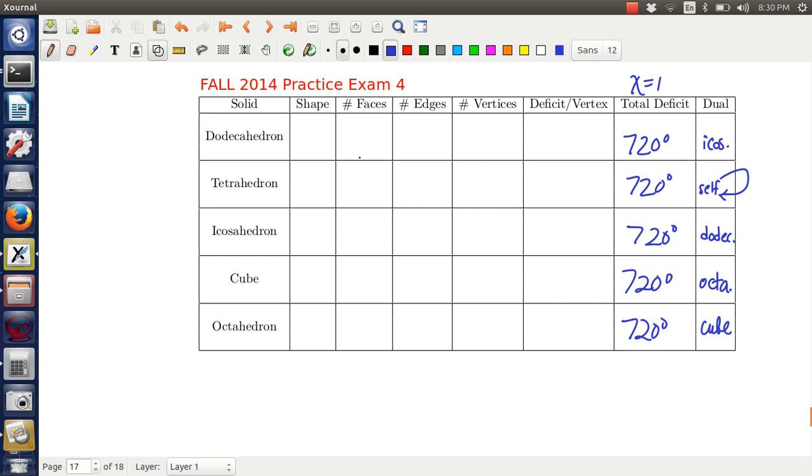Well, how many faces are in these various shapes? Dodecahedron, that's 12. Do is 2, and deca is 10. Tetrahedron, octahedron, that should be easy. Cube, you know, has 6. And so icosahedron must be 20. Icosa really does mean 20.